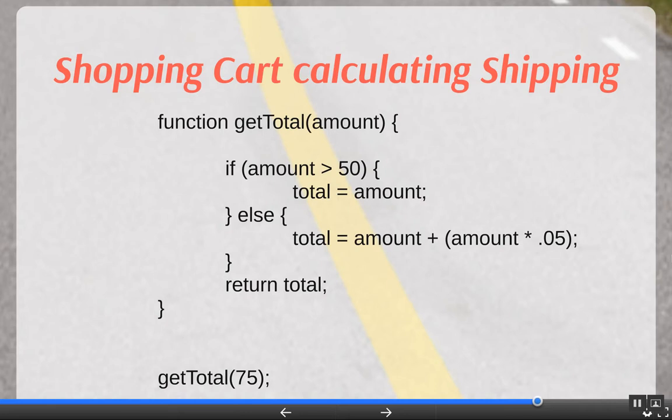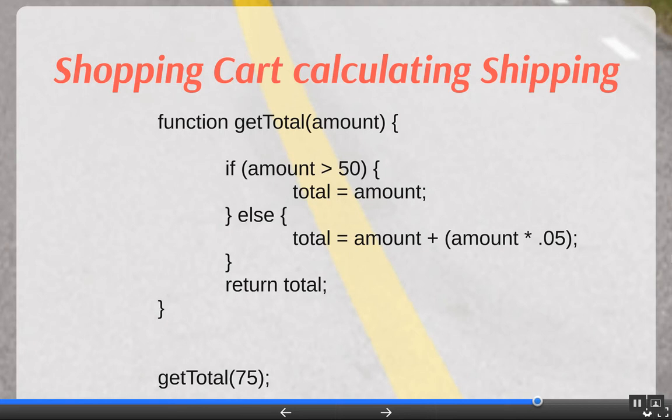So here we can see that the getTotal function won't be run until at the bottom there it actually calls it by name, getTotal, sending in the argument of 75. Then the function getTotal will actually run, the 75 being passed in as the parameter amount, so amount now holds the value of 75. So it goes to the if statement and it asks the question, is the amount over 50?